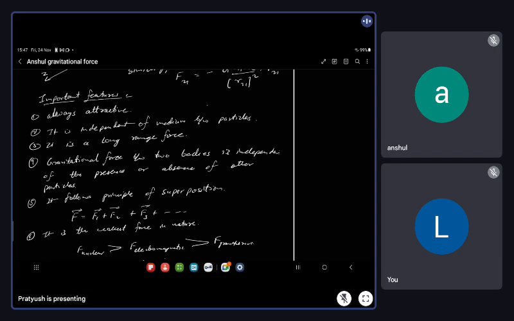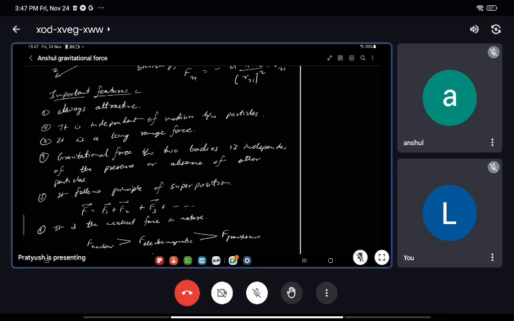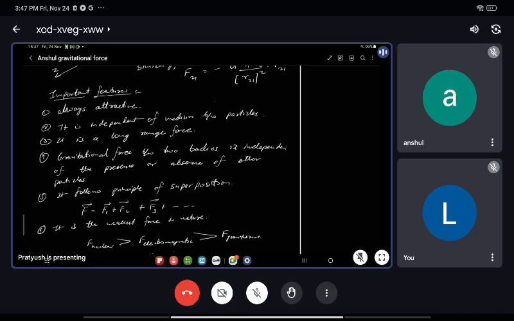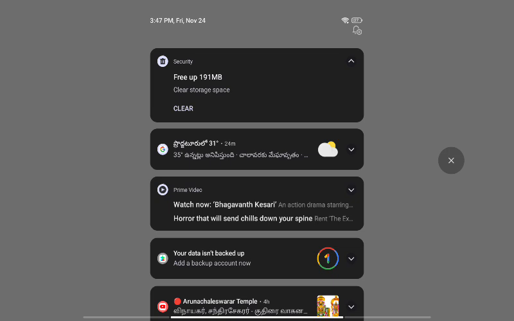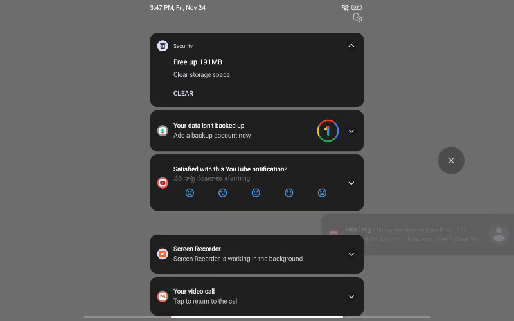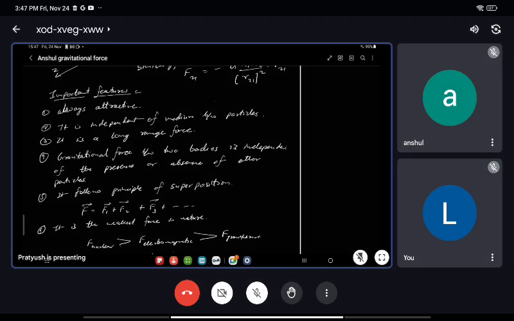Next, it follows the principle of superposition. Now, what does the principle of superposition say? It says that the net force will be given by F1 vector plus F2 vector and so on, meaning the vector sum of all the forces acting on a particular particle. Getting it? Anshul, getting it?